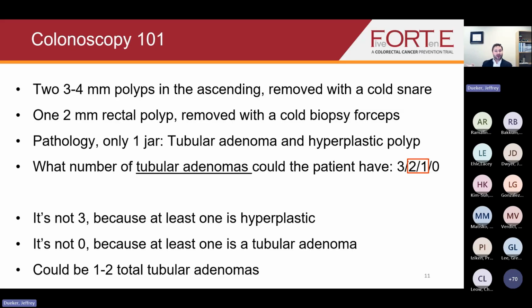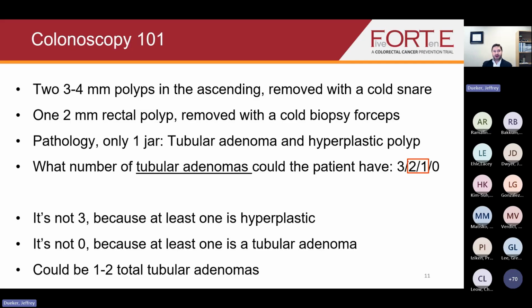And it's not 0 for this. It's like the same concept, but reverse. Because at least one of the polyps is a tubular adenoma. So you can't say that some tubular adenoma is in there. You don't know if it was 1 or 2. But at the end of the day, we don't know if this is 1 tubular adenoma or 2 tubular adenomas, because it could be that one of the ascending polyps was also hyperplastic. Now, that's less likely, but we really, really don't know.